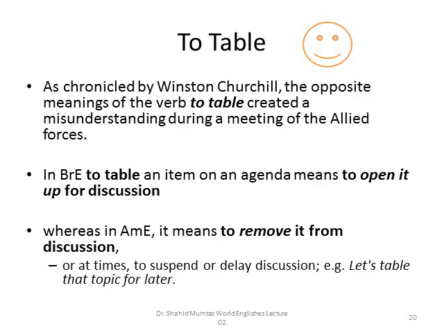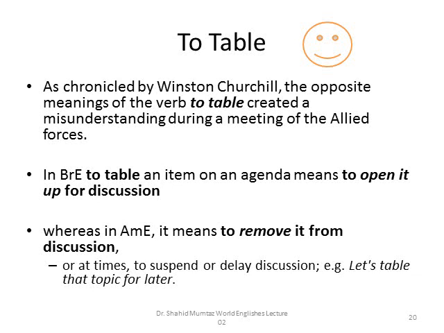To table, yes, this expression is very, very interesting. That's why I have put this picture here, so that it can give you some idea that something funny is coming up. So just relax. As reported by Winston Churchill, the opposite meaning of the verb to table created a misunderstanding during a meeting of the Allied forces. So, to table has a totally opposite meaning in British English and American English.